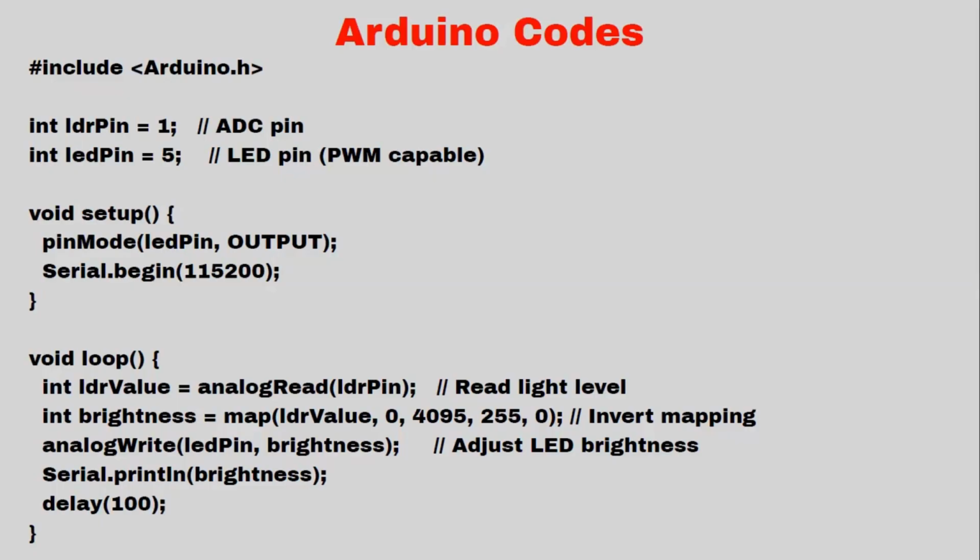115200. In the loop, the LDR value is read with analogRead as the light level, and the brightness level you can change here, but I have given it 0, 4095, 255, 0. Then analogWrite to the LED pin adjusts the brightness according to your range, then Serial prints the brightness, then a delay of 100 milliseconds. It will keep on repeating. Very simple. You can just copy and paste it into your Arduino and start doing this.